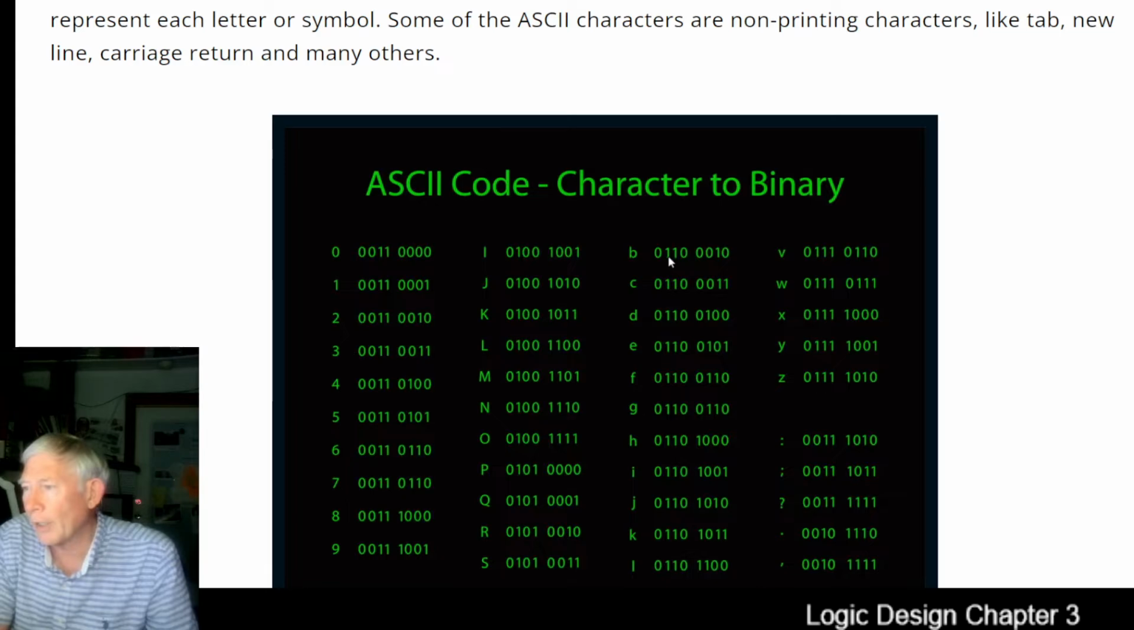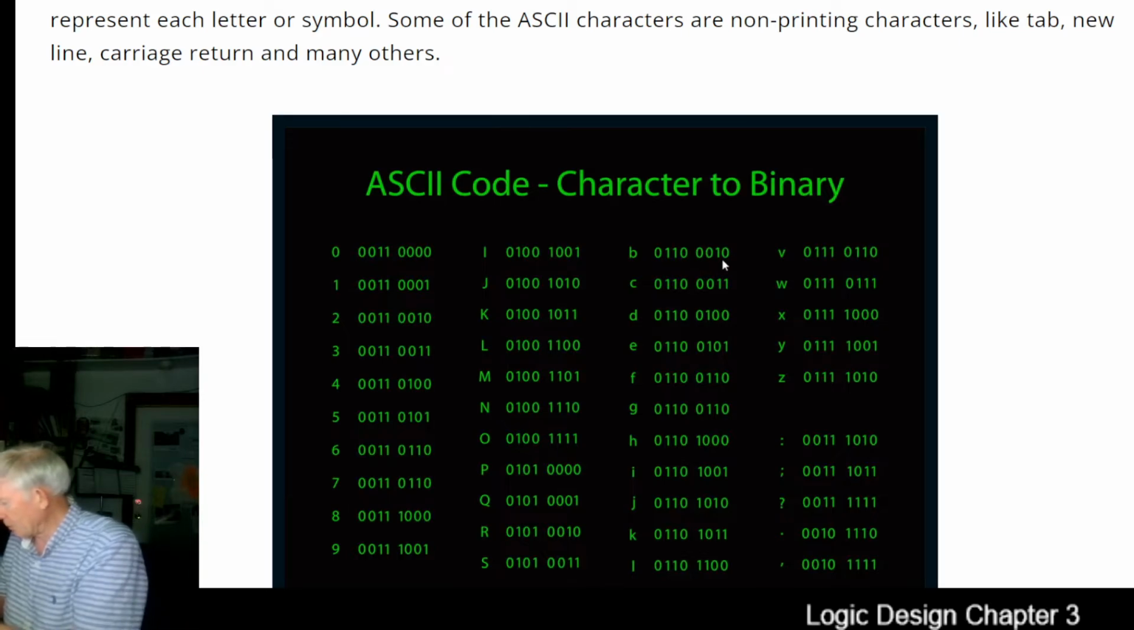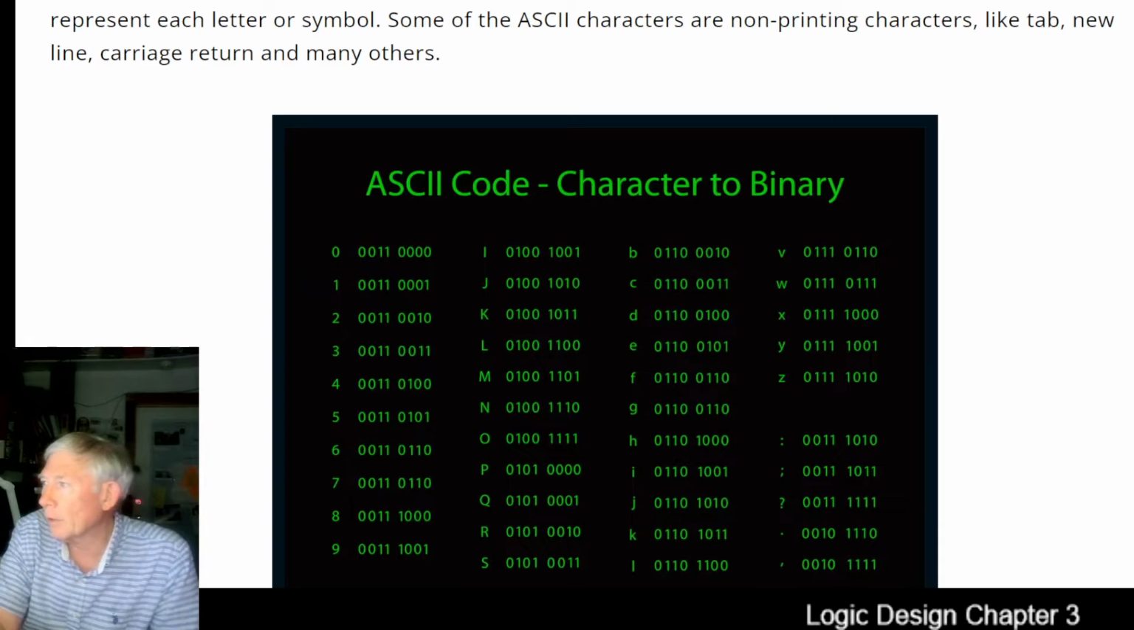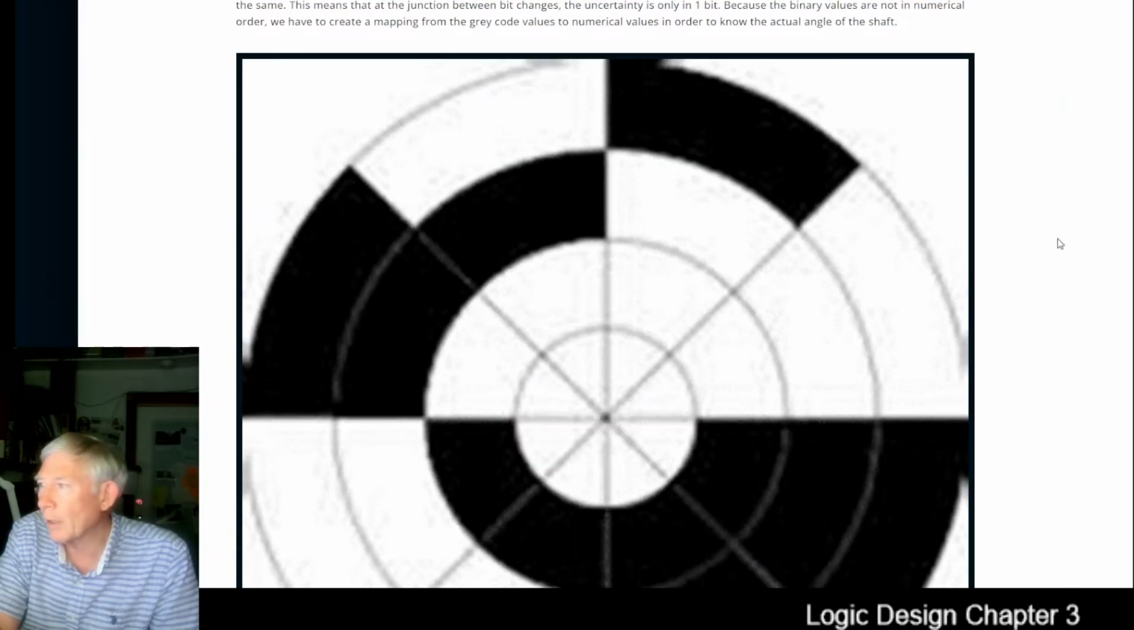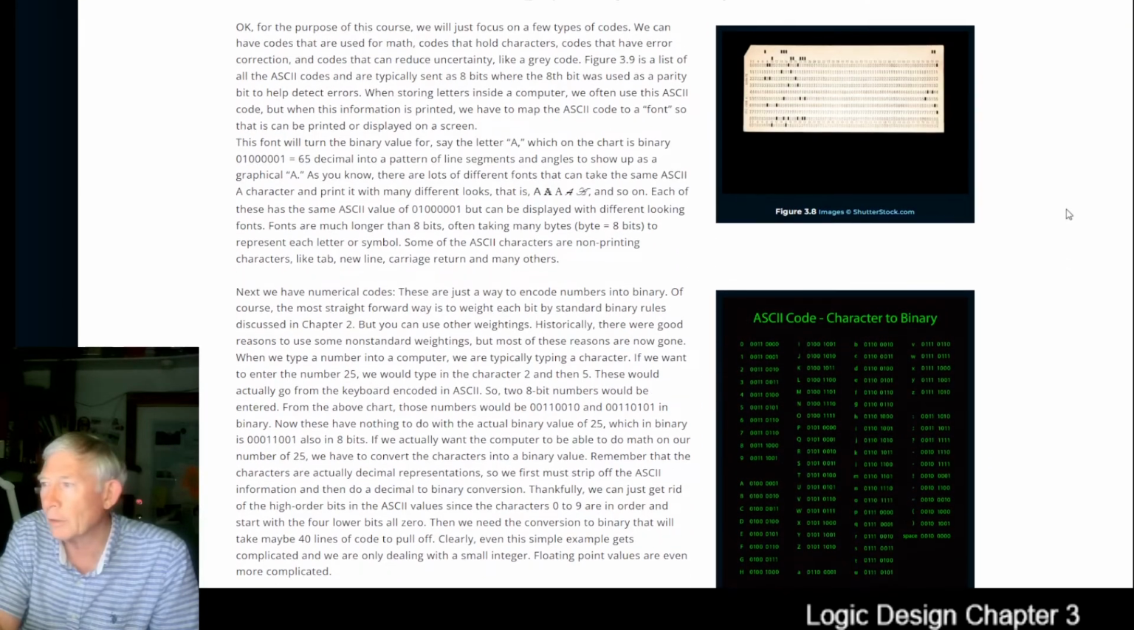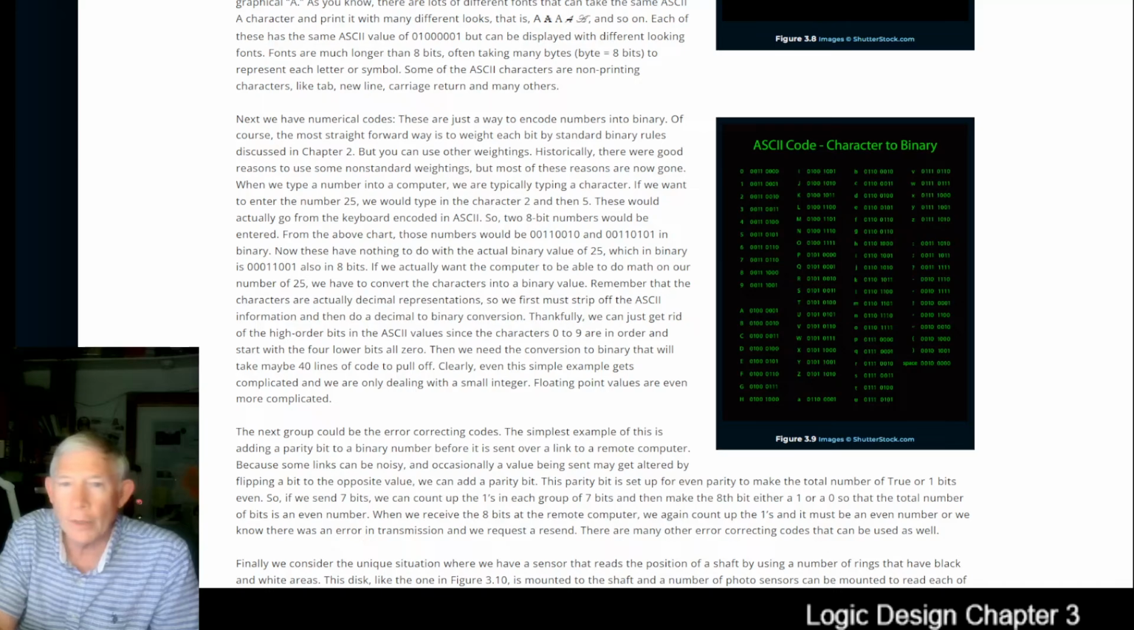Okay, for the lowercase b, it's 0110 0010. So I'm going to write that down. 110 0010. Okay, now I've got it. Let me switch this back. And I think it didn't switch, or did it? Oh yeah, it did. Okay, and then we'll go back.